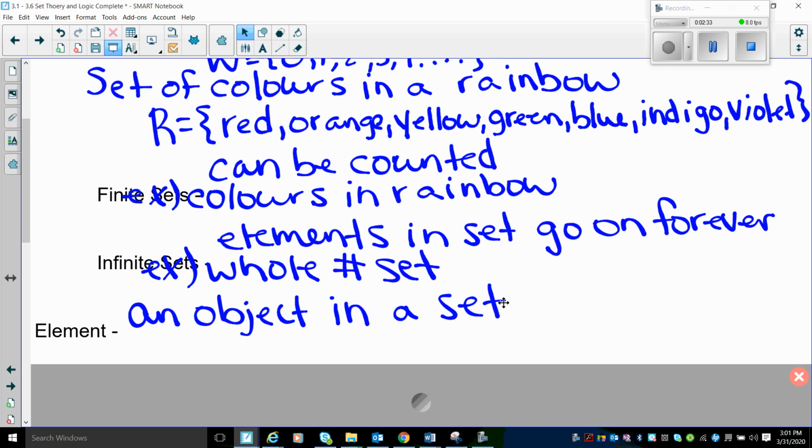Instead of saying an object in a set, I can now say that that's an element. So an element is an object in the set. If I go back up here to set R, red would be an example of an element in the set.